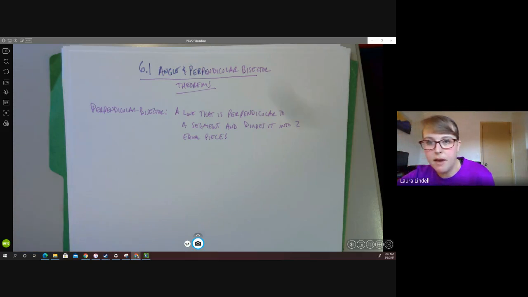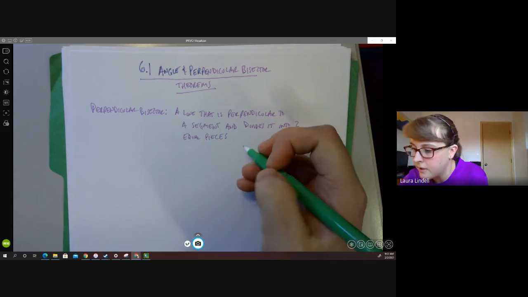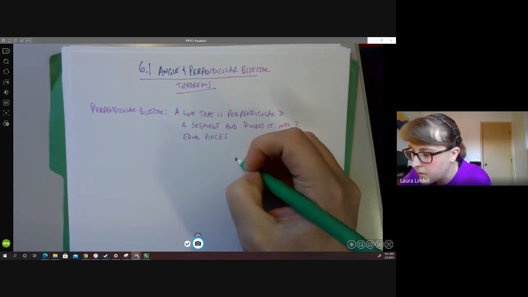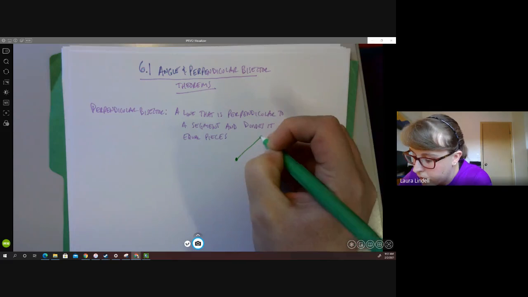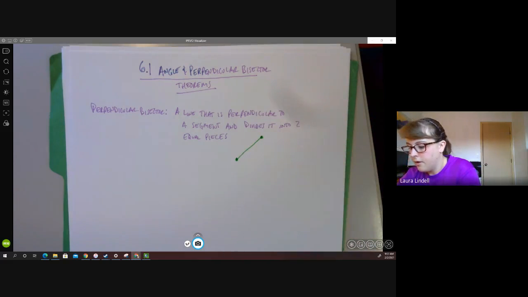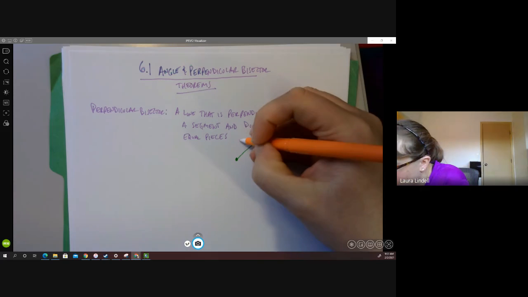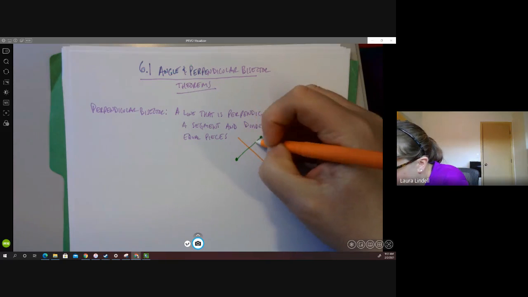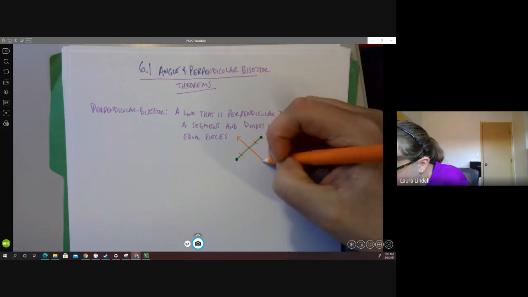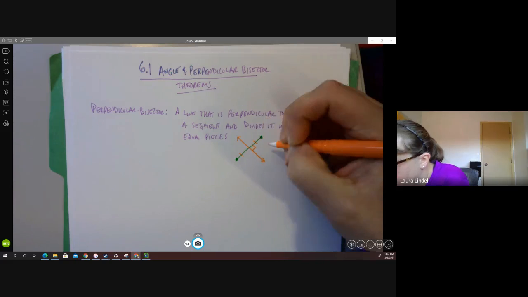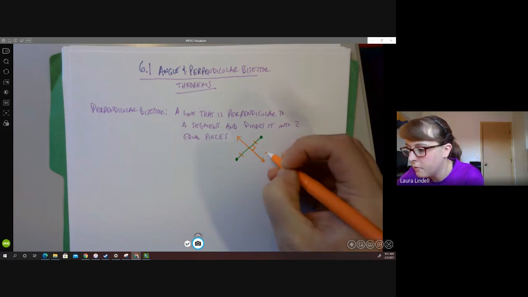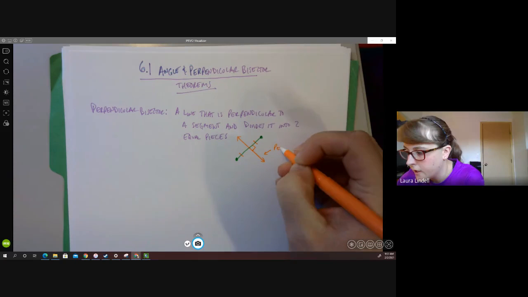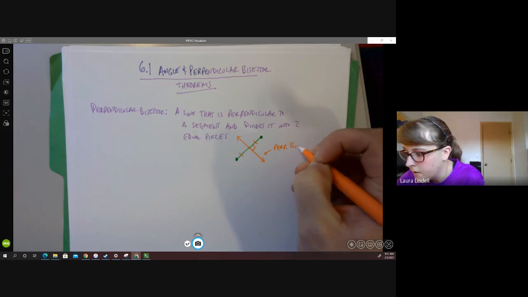Okay, so it's both perpendicular to a segment and divides it into two equal pieces. So what we're thinking about when we see a perpendicular bisector is, if I've got a segment, then my perpendicular bisector is going to cut it in half and meet up with it at a 90-degree angle. So this would be the perpendicular bisector.